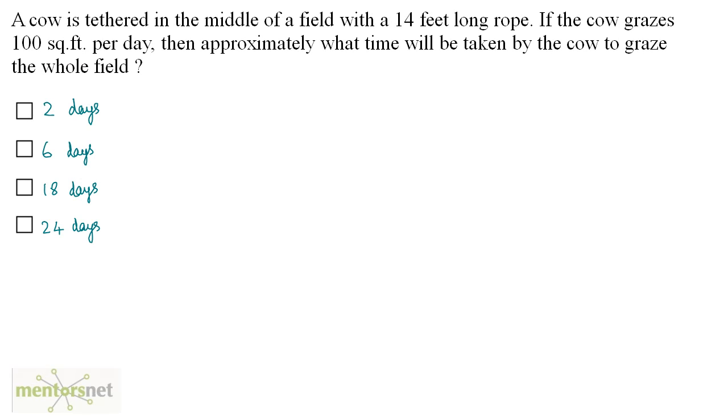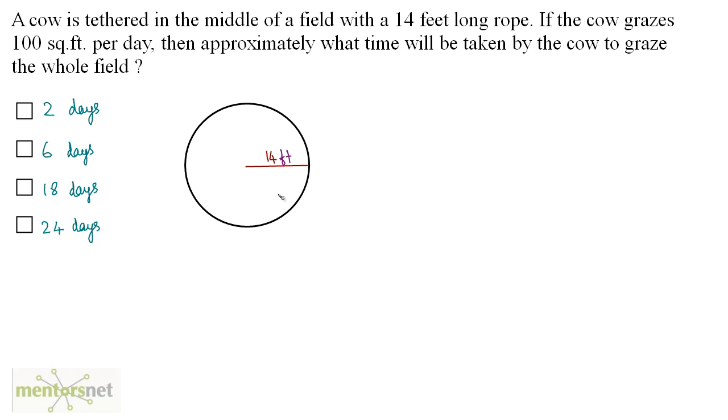A cow is tethered in the middle of a field with a 14 feet long rope. If the cow grazes 100 square feet per day, then approximately what time will be taken by the cow to graze the whole field? Well, the cow will graze a circular area, and the radius of that circular area will be the length of the rope, and that's 14 feet.